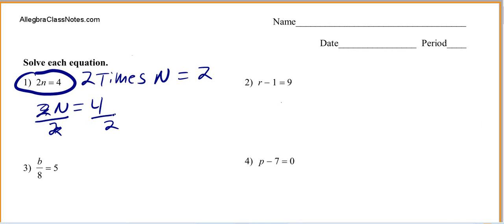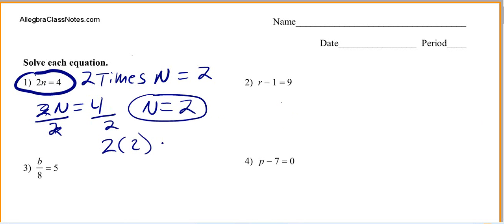These 2's cancel out. 4 divided by 2 is 2, so we've got n is equal to 2. To check your answer, you just plug 2 back in for n, and you see 2 times 2 is 4. So what we did on this one, we took 2n is equal to 4, divided both sides by 2, and you got n is equal to 2.